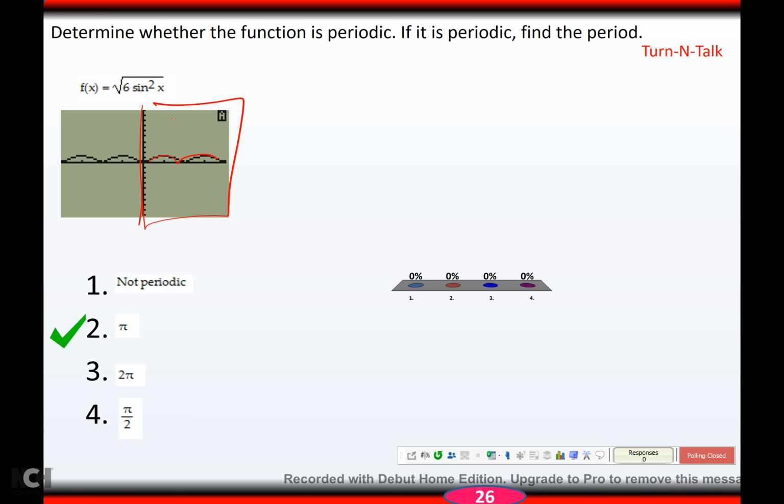If you pick up this side and lay it on top of this side, it is on top of it. So yes, it is periodic. And if this is going from negative 2 pi to 2 pi, that's 0, that's 2 pi. So in the middle is pi. And you can see after every pi, it starts repeating itself. So the period is pi.